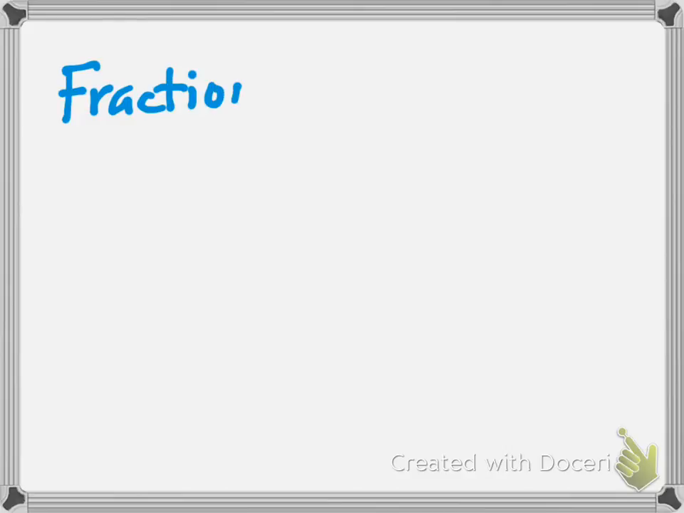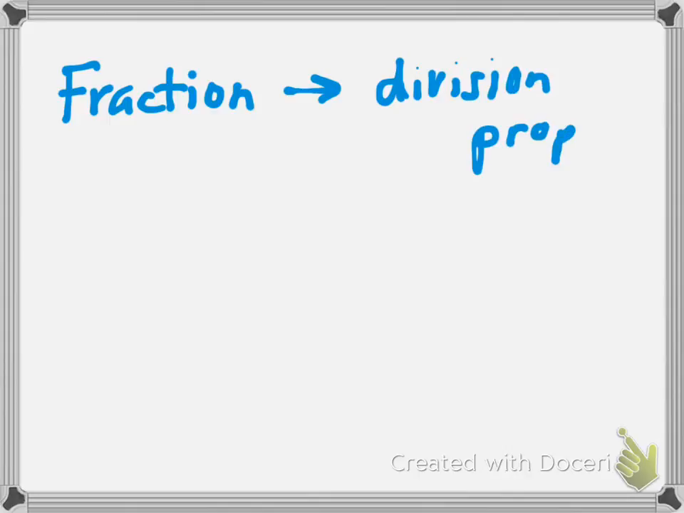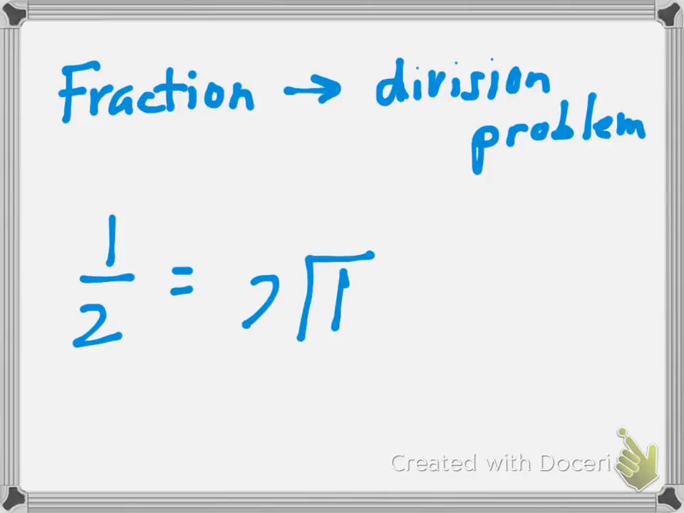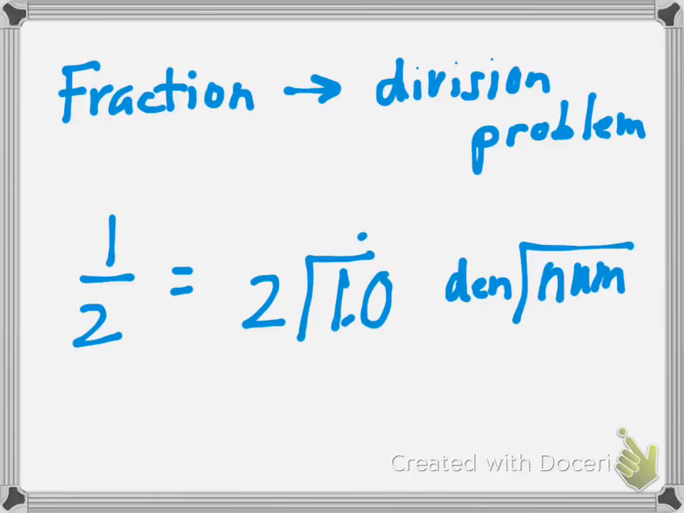Now, one of the concepts that students have is that a fraction is a division problem. When we have a number such as 1/2, that is really 1 divided by 2. So our numerator becomes our dividend inside the bracket. Our denominator is on the outside. And if I put a decimal point and a 0, 1/2 is the same as 0.5. So a fraction is a division problem.